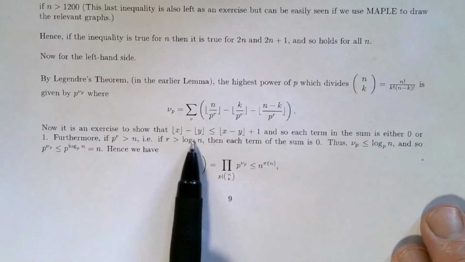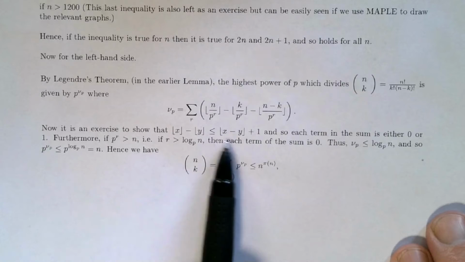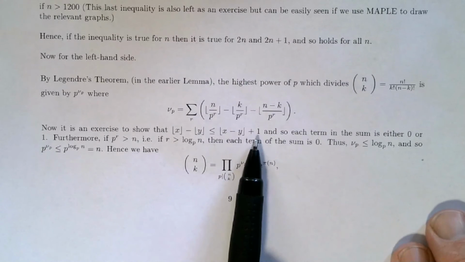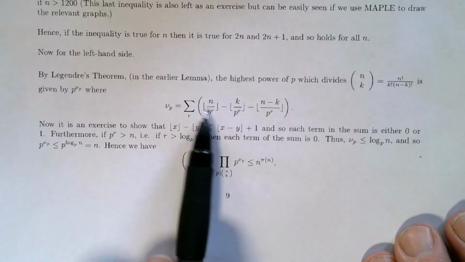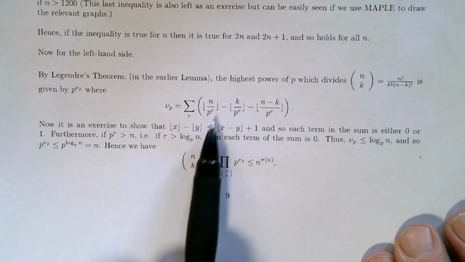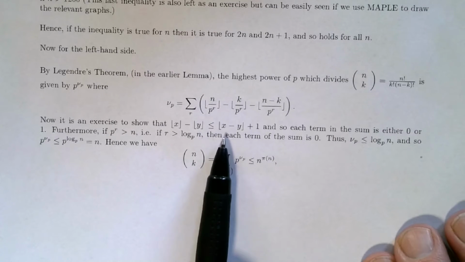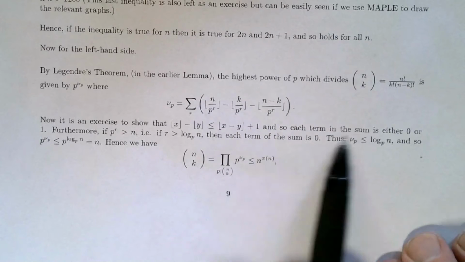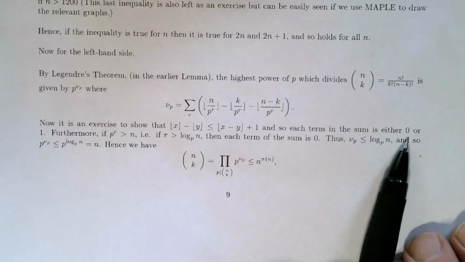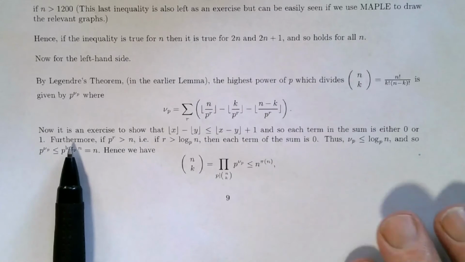Now, it's a simple exercise to show that the difference of these two floors is less than or equal to the floor of the difference plus 1, and that means if we apply that here, then this minus this is less than or equal to n minus k on p to the r plus 1, and that cancels with this one. So each term in the sum has got to be less than or equal to 1, so it's either 0 or 1.